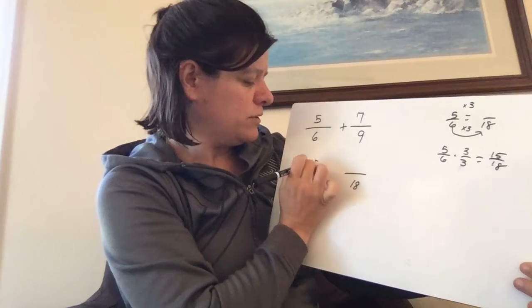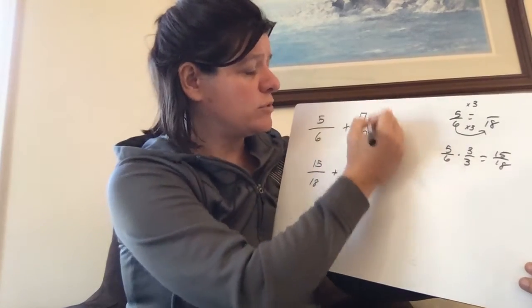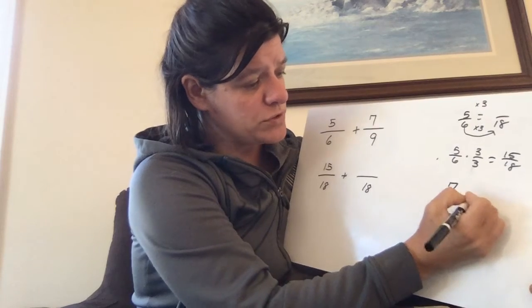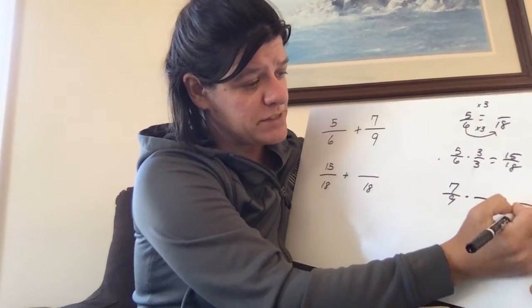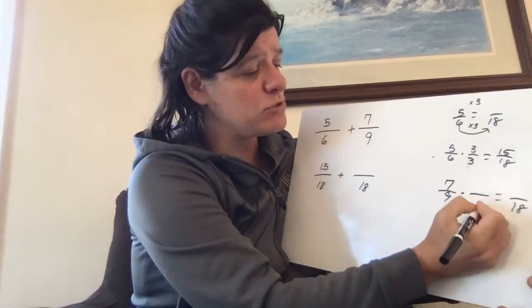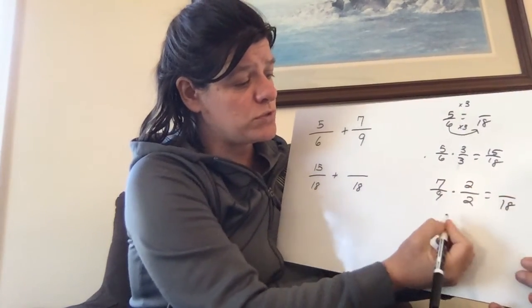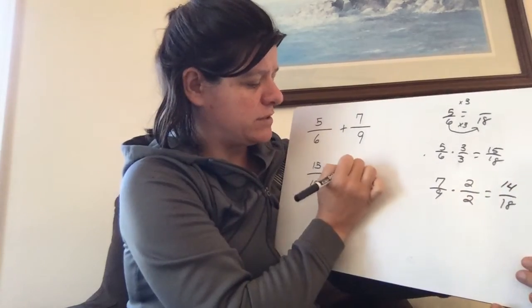So that's over here. And I'm going to do the same thing for 7/9. So I'm looking for some form of 1 to get me something over 18. I know that 9 times 2 is 18. So my form of 1 is going to be 2 over 2, to give me 14/18.